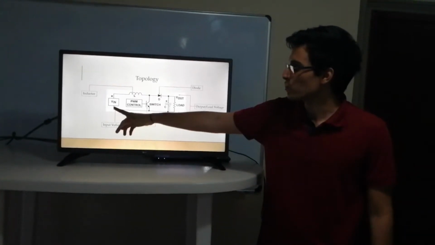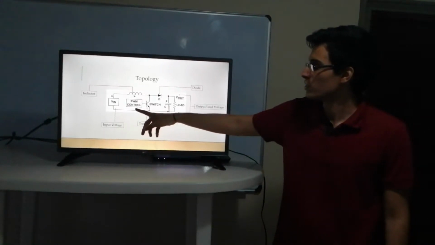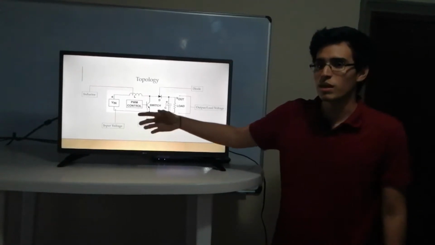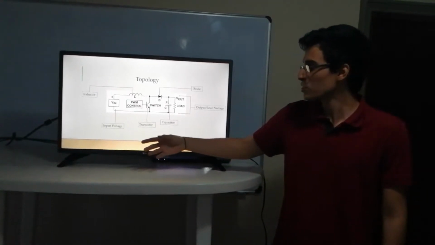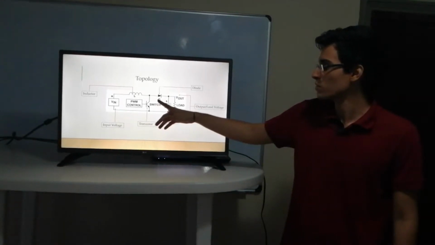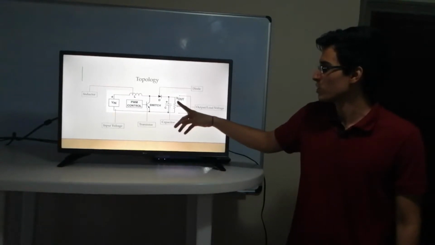Here we have the input voltage, the inductor, the transistor, the pulse width regulation controls, which determine the zone where the transistor is going to work. Also, we have the diode, the capacitor, a load, and the output voltage.